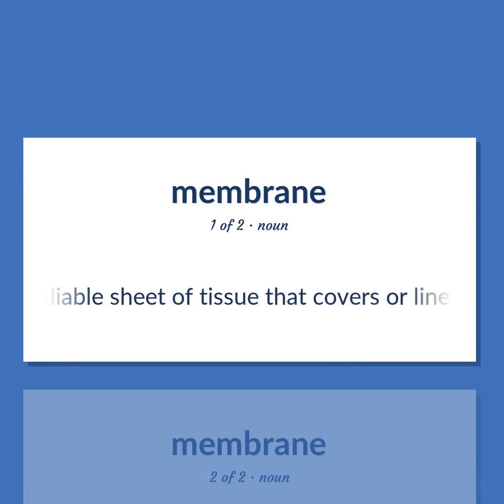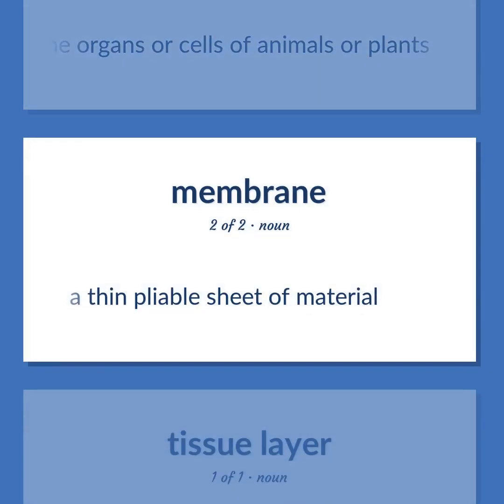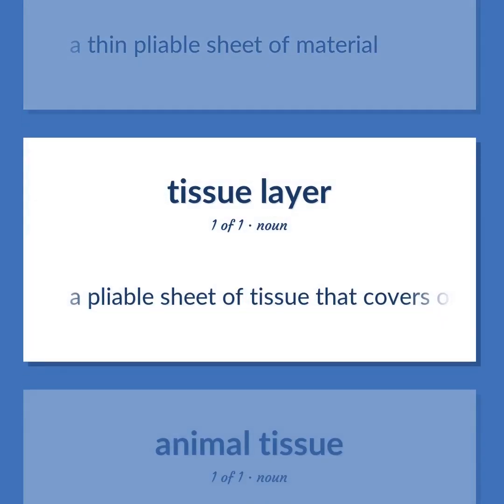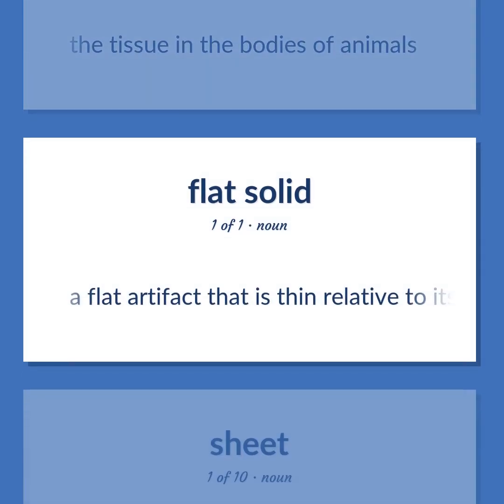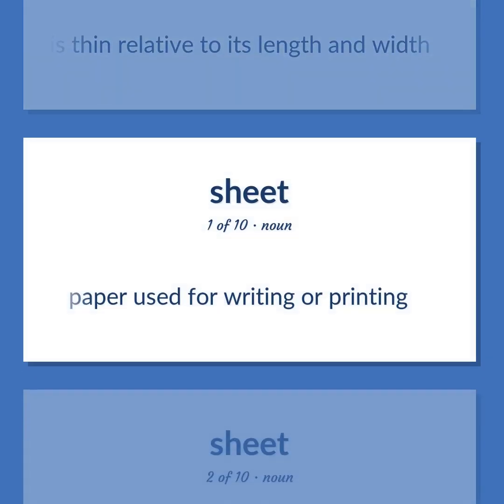A pliable sheet of tissue that covers or lines or connects the organs or cells of animals or plants. A thin pliable sheet of material. The tissue in the bodies of animals. A flat artifact that is thin relative to its length and width. Paper used for writing or printing.